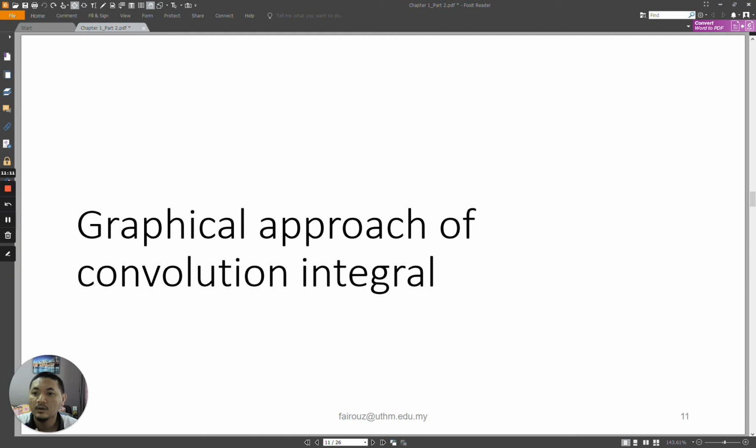Next video we will look at the graphical approach of the convolution integral.